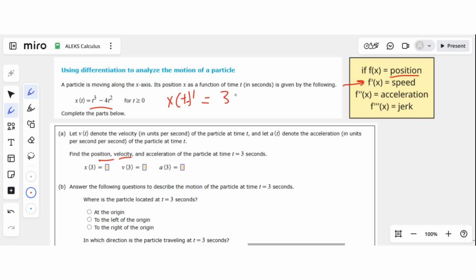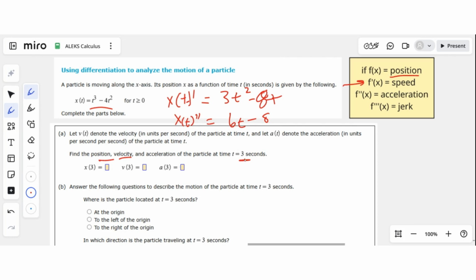That's going to be 3t squared minus 8t. Okay, so there's our first derivative. So that's going to be our velocity function, and our acceleration function is going to be the second derivative of that. So we're going to get 6t minus 8. Now, to find all of these values, the position, the velocity, and the acceleration, we're just going to plug in the value for t in each of these.